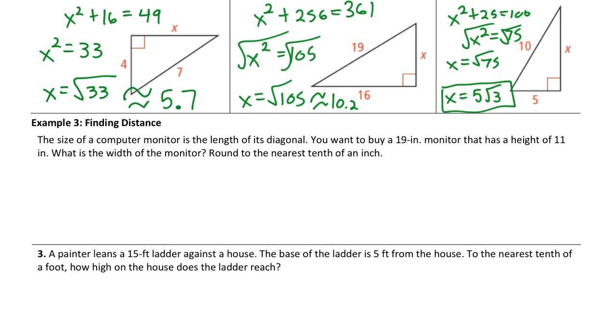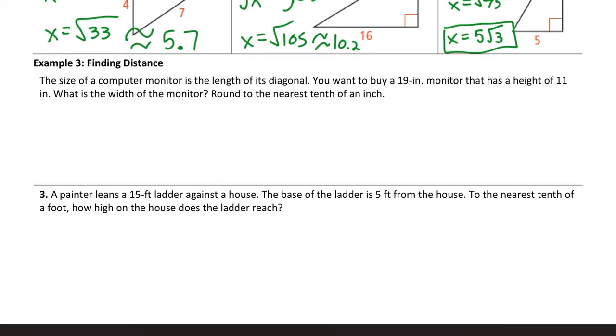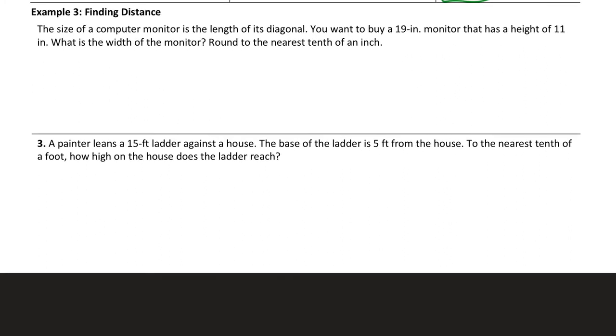Now, example 3, we are finding a distance, which really just means we have to determine whether we're finding a leg or a hypotenuse. That's really the only two possibilities with these right triangles. Now, with these, you're going to have to draw a diagram to help you understand them. When we measure computer monitors or TVs, when we say it's a 55-inch TV, it's not how wide it is, it's how long the diagonal is of that object. So a computer monitor is a rectangle. You want to buy a 19-inch monitor that has a height of 11 inches. So if it has a height of 11 inches, that's going to be the height.